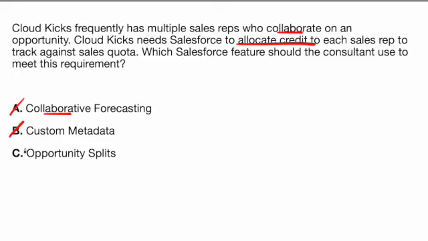And we're left with opportunity splits. And opportunity splits is the correct answer. It allows sales reps to divide credit and revenue, i.e. commission, on sales deals that they have collaborated on. So that gets to the last question.